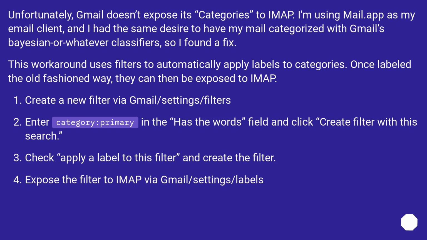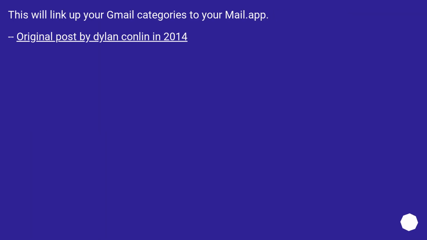Expose the filter to IMAP via gmail/settings/labels. This will link up your Gmail categories to your mail.app. Original post by Dylan Conlon in 2014.